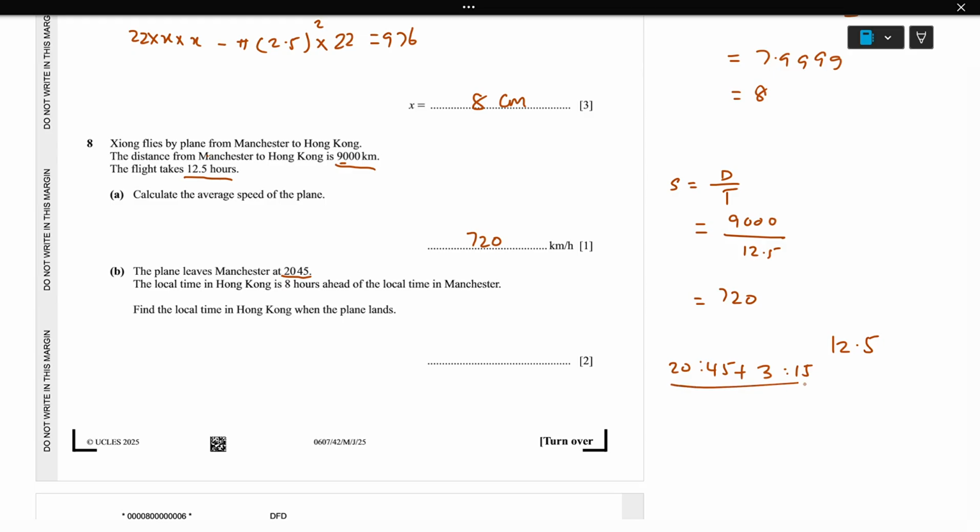When we add here it will become 24. So the next day, the rest will be the 3 hours 15 minutes we added here, the rest is going to be 9 hours 15 minutes. So next day 9:15. 9 hours 15 minutes can reach there, but the local time is 8 hours ahead, so plus 8, which is 17:15. So the time is 17:15 when it reaches there in local time.